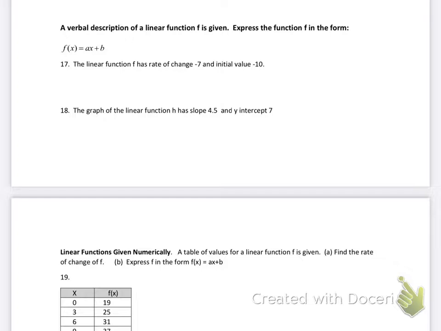Okay. So now verbal description of the linear function. It's telling me the words first. So the rate of change is negative 7. So that just means m equals negative 7. The initial value is negative 10. So b equals negative 10.